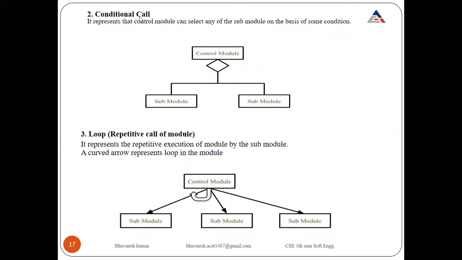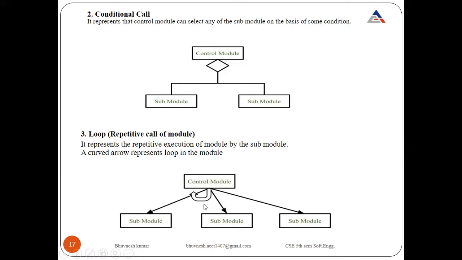Conditional call is represented by a diamond: the control module can select any of the submodules on the basis of some condition. This is your conditional call symbol. Then there is the loop, a repetitive call of a module. It represents the repetitive execution of a module by the submodule. A curved arrow represents the loop in the module.